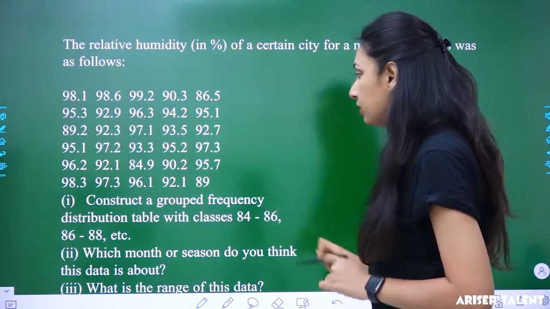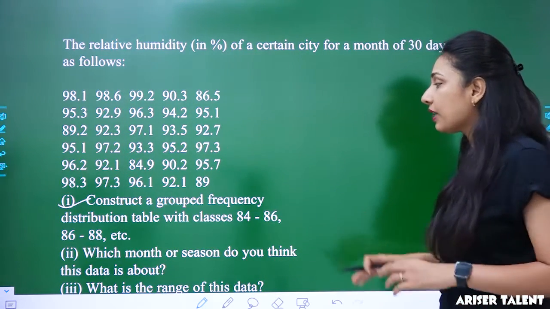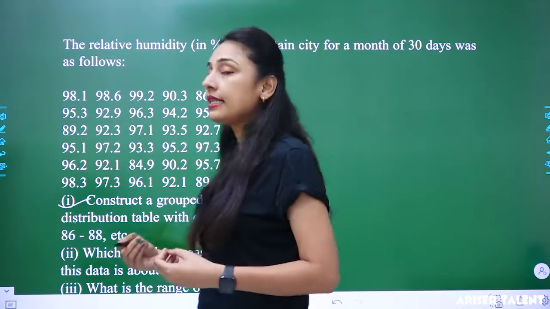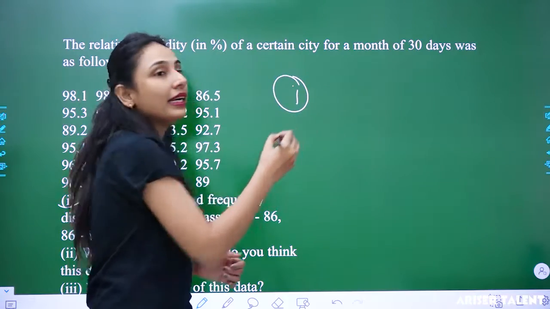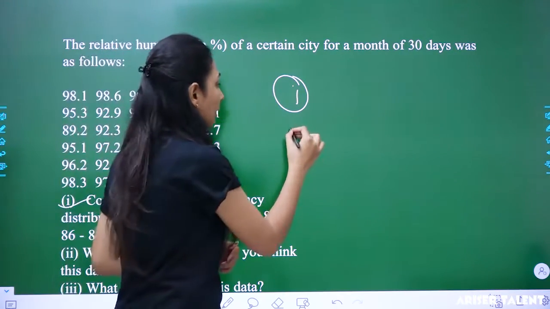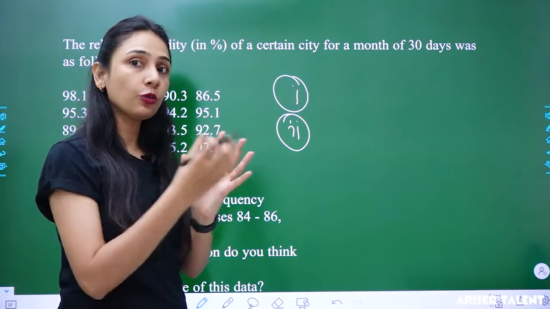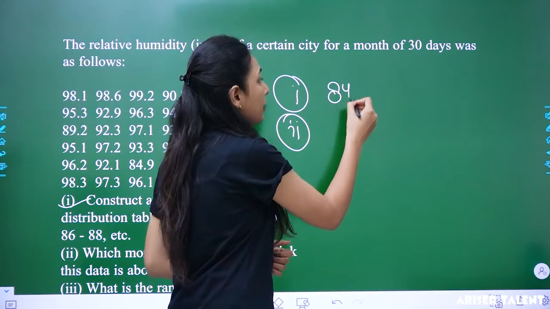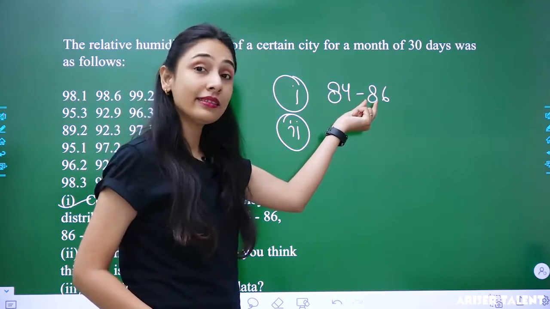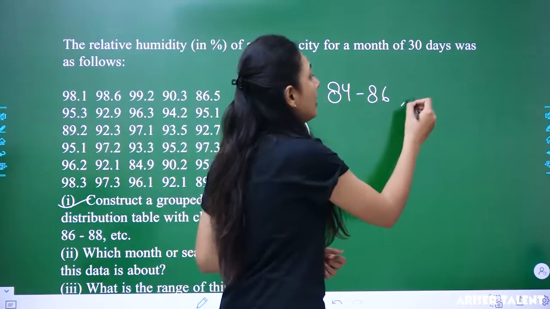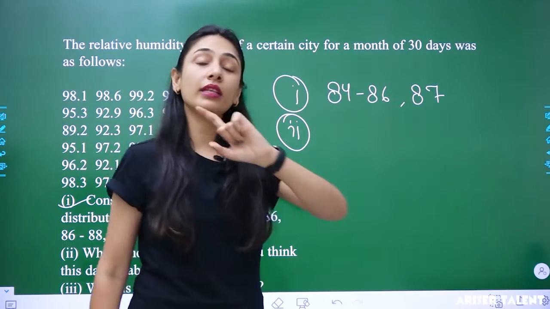Now, what is the question saying? First construct a grouped frequency distribution table with classes 84 to 86 and 86 to 88. Now we have studied the grouped data classified as two things. The first one was when we're grouping like 84 to 86, if this 86 is included here, the second limit will be starting from 87. That means one number will be included only in one limit.